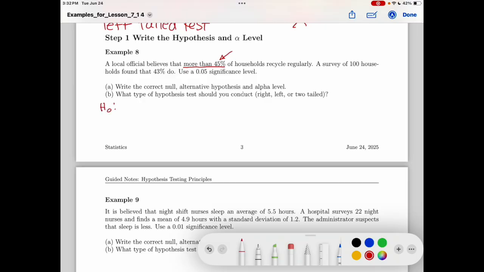So the null hypothesis is going to be that our proportion is equal to 0.45. And the alternative hypothesis is that we want to test the claim that it's more than 45%. So I'm going to write p is greater than 0.45. We're going to write down our alpha level, which is 0.05. And because this is a more than situation, or a greater than situation, this is going to be a right-tailed test.